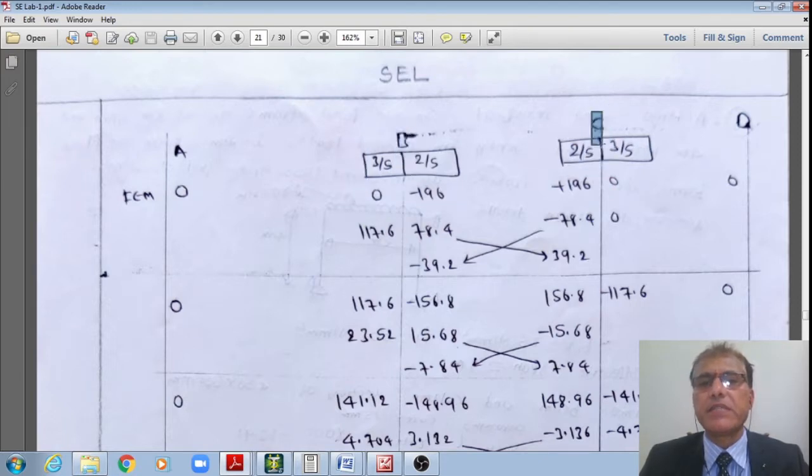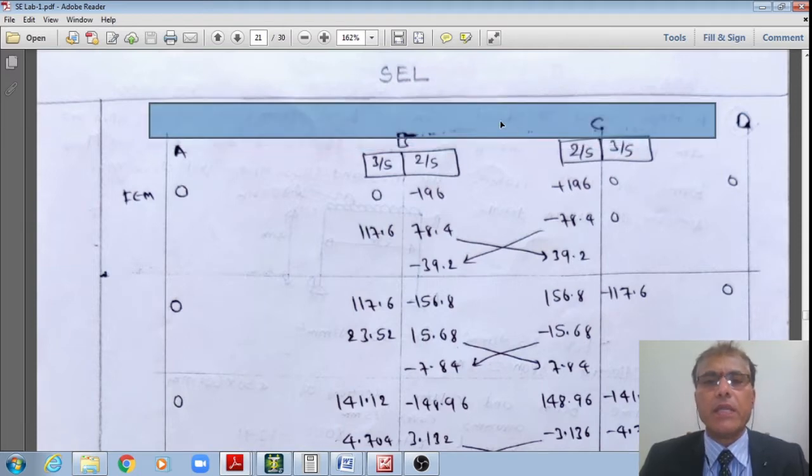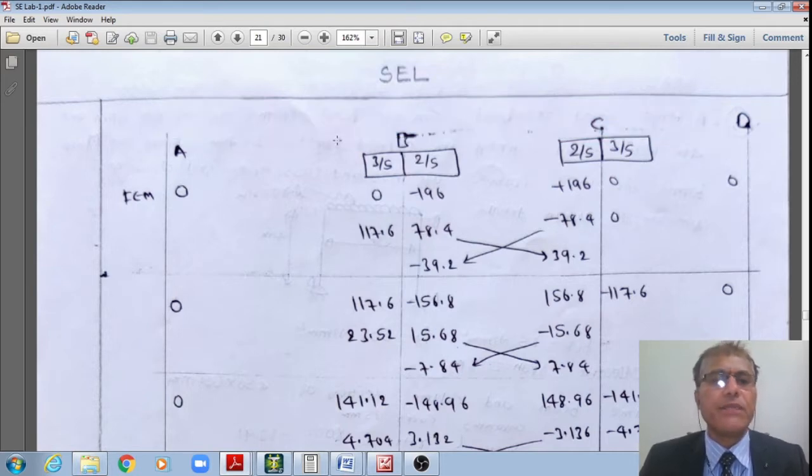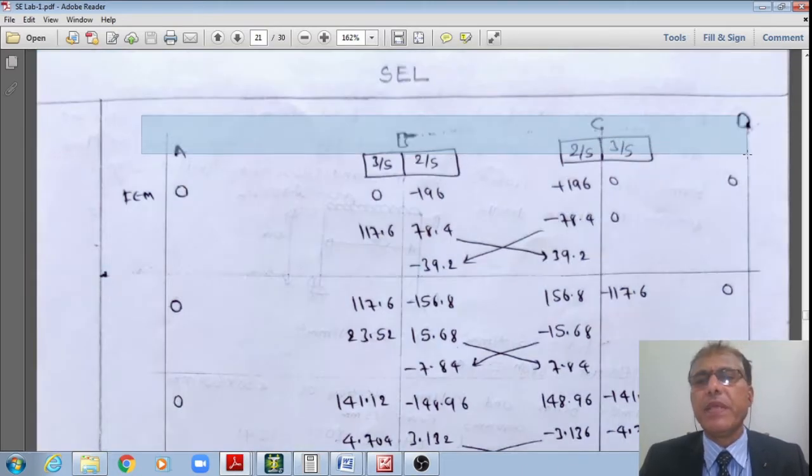among the available members at these joints B and C. Right, now I'm doing that moment distribution using the moment distribution method. You already know what the moment distribution method is, which is already taught at the graduate level, either in strength of materials or structural mechanics or structural analysis. You please revisit that. Therefore, now I have first the joints A, B, C, D.